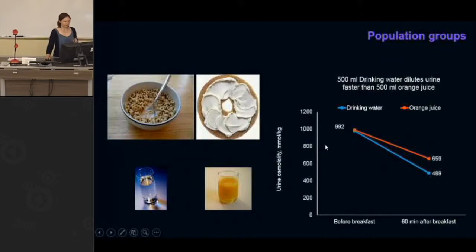And here's an example from our breakfast study, with these children. Same foods with water, and you can see that when they have water, they get below 500, and when they have the juice, they did not get below 500 in the same period.